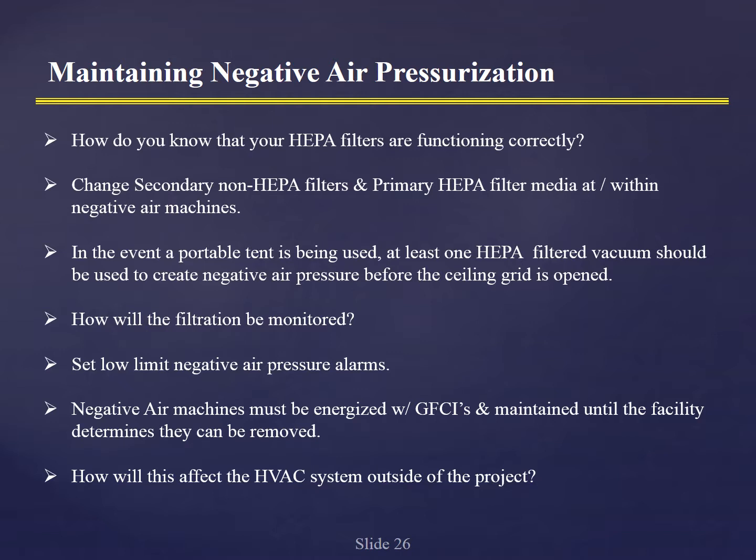Negative air pressure machines must be energized with GFCIs and maintained until the facility determines they can be removed. How will this affect the HVAC system outside the project? Very good question. Very often, when we change, for example, let's say that we're going to block some returns or we're going to block some exhausts because we're trying to maintain or create a negative or positive pressure environment, mostly negative. When we do that, what's the net effect to the spaces around our construction space?